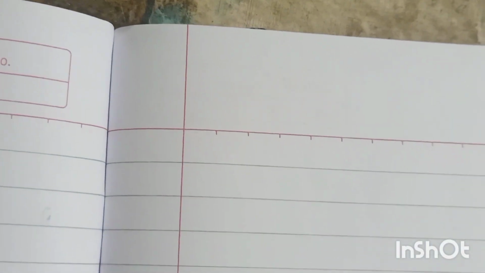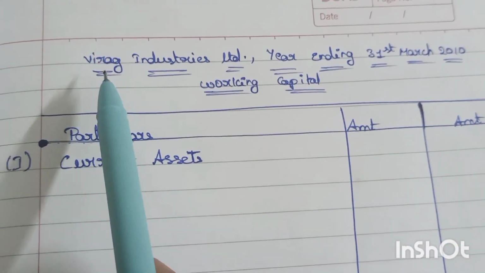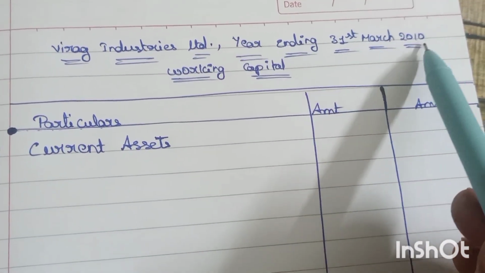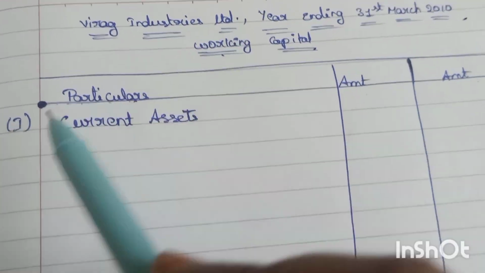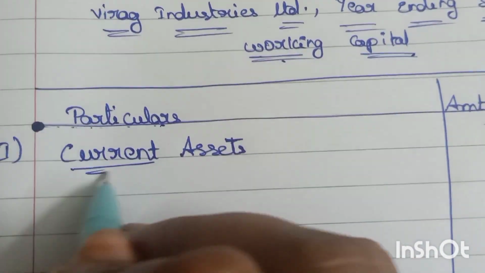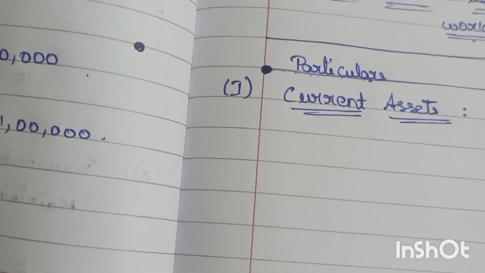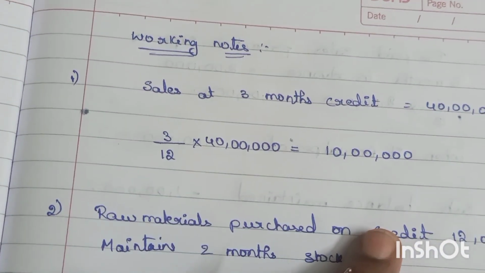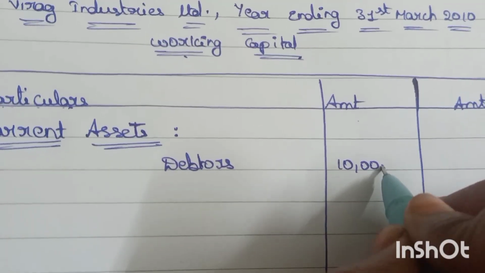How do we draw the pro forma? Let us write the statement. Like this we have to make the pro forma: Virag Industry Limited, year ending 31st March 2010, working capital, particulars, amount, current assets. First we have to mention the current assets. We already made working notes here. First one is sales, that means debtors. The sales for 3 months is 10 lakhs.